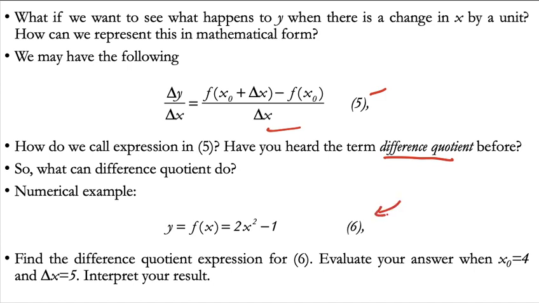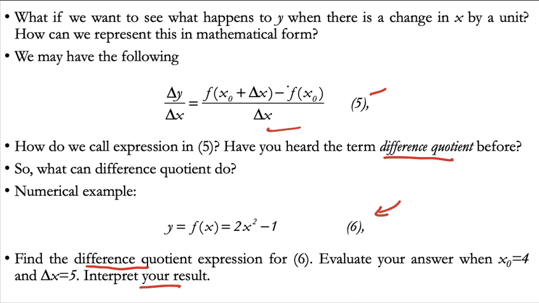We are using expression 6 here. Let's say y as a function of x such that y equals 2x squared minus 1. The question says, find the difference quotient for expression 6. And then once you find the difference quotient, you need to evaluate it when x0 is 4 and change in x is 5. And then after that, you need to interpret your results.